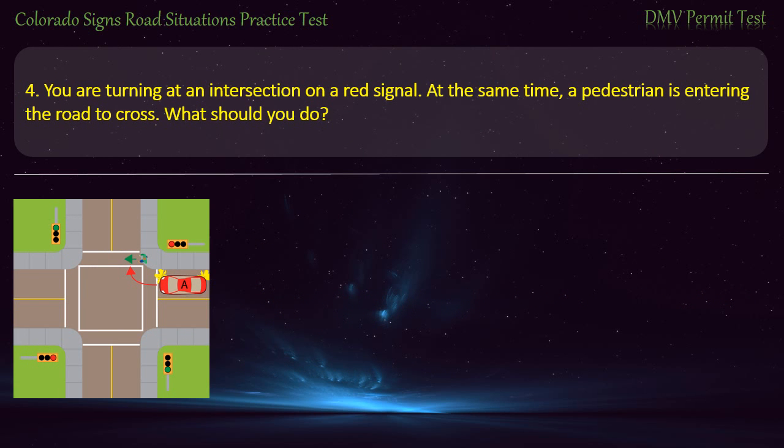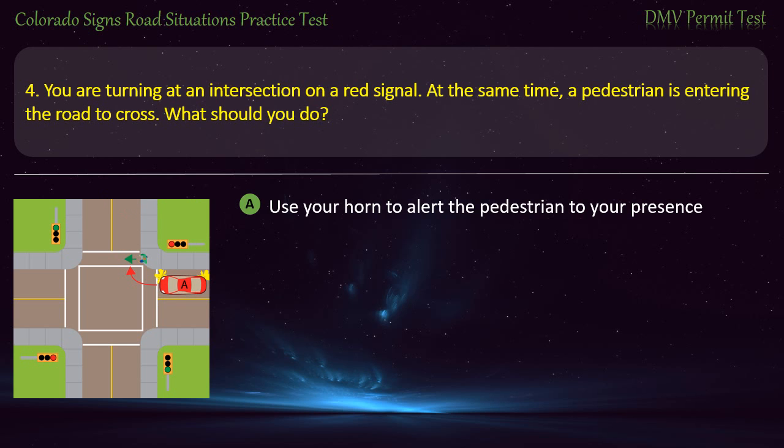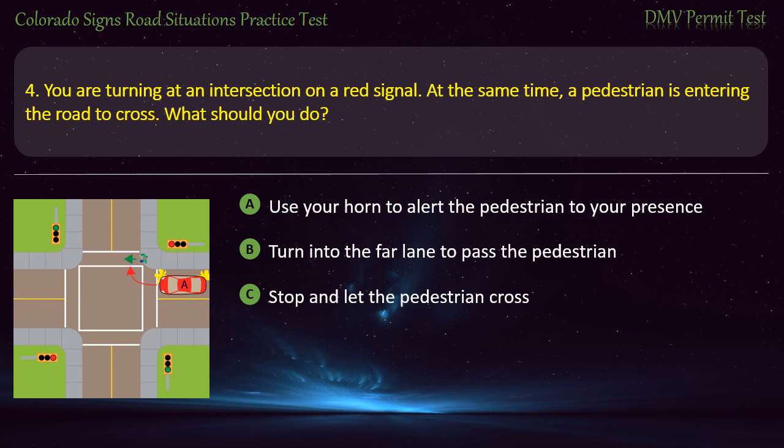Question 4. You are turning at an intersection on a red signal. At the same time, a pedestrian is entering the road to cross. What should you do? Use your horn to alert the pedestrian to your presence. Turn into the far lane to pass the pedestrian. Stop and let the pedestrian cross. Speed up and pass the pedestrian. Answer. Stop and let the pedestrian cross.